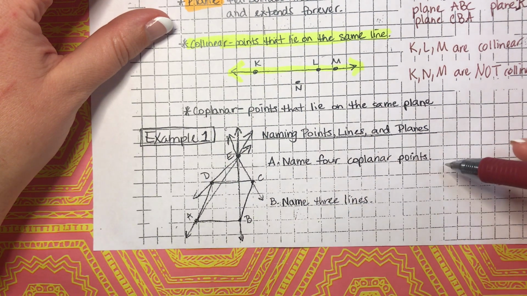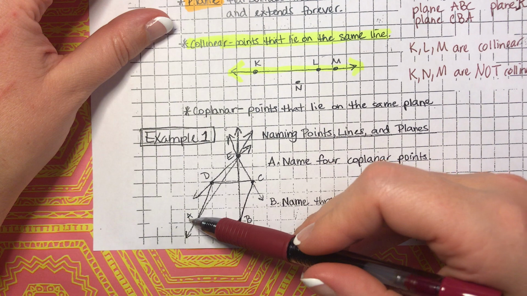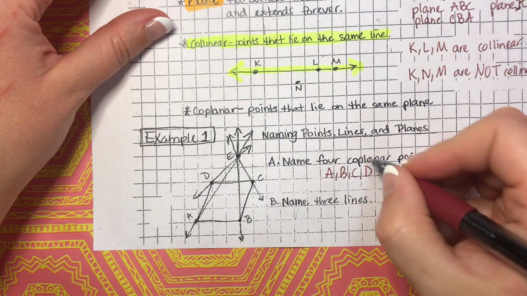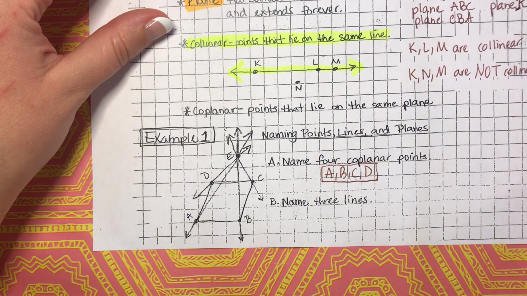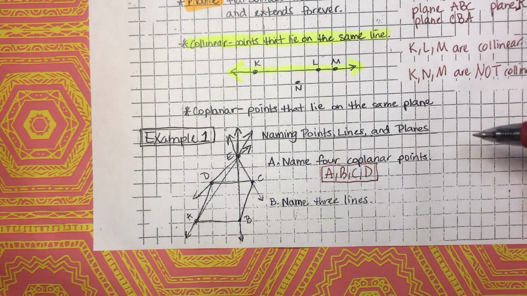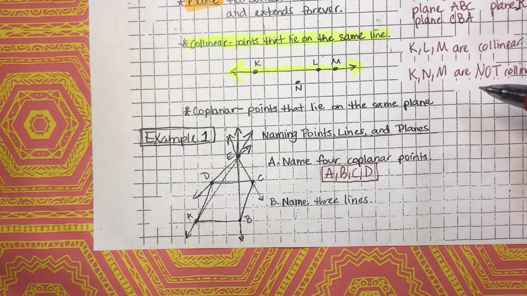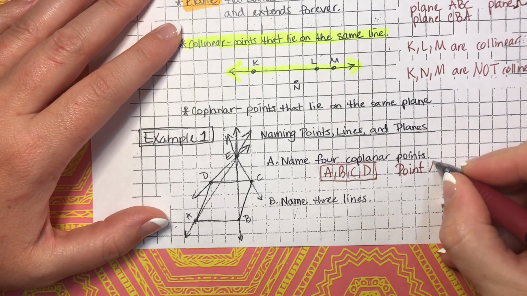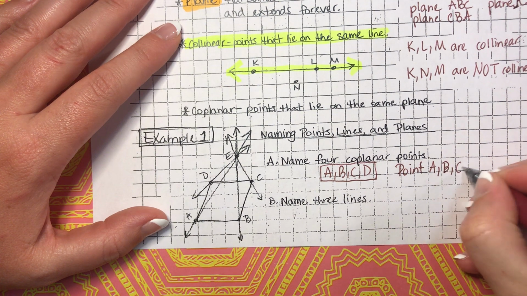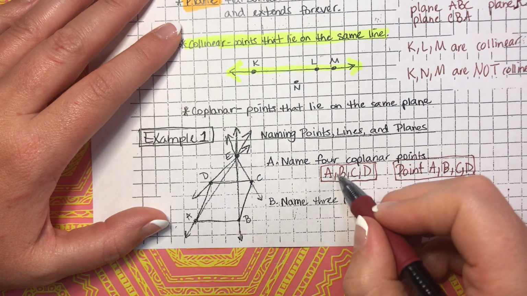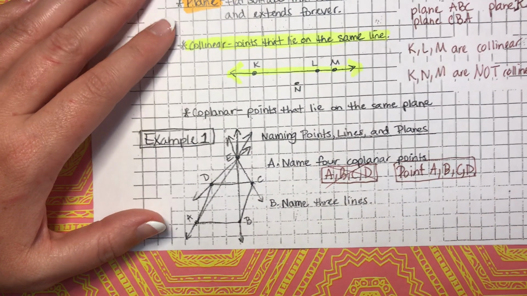So the 4 coplanar points, where all the points are in the same plane, would be A, B, C, and D. Okay, those are 4 points that are coplanar. Okay, so now let's go ahead and name 3 lines. Well, we could probably write this better. We probably should say point A, B, C, and D. That would probably be more accurate. So don't write it like that. Put point on the front of it. Point A, B, C, and D.